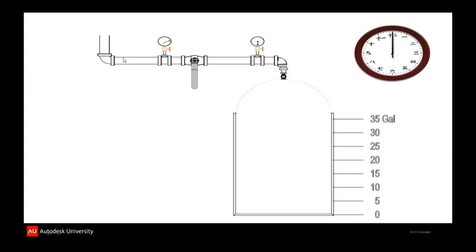Ultimately, we're trying to test the performance of a sprinkler head. So obviously, our apparatus has a sprinkler head in it. And normally, a sprinkler head has a little glass bulb or some strut of some sort that holds the valve shut.